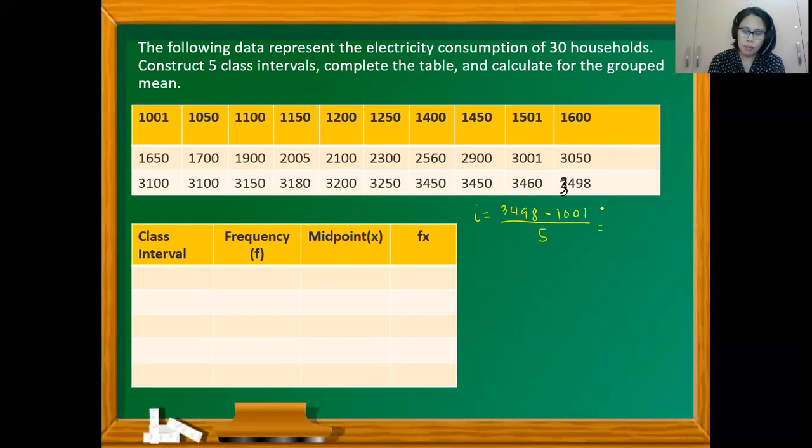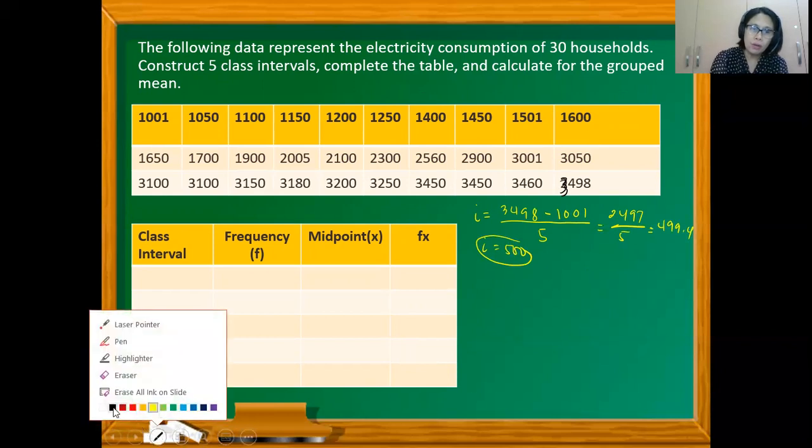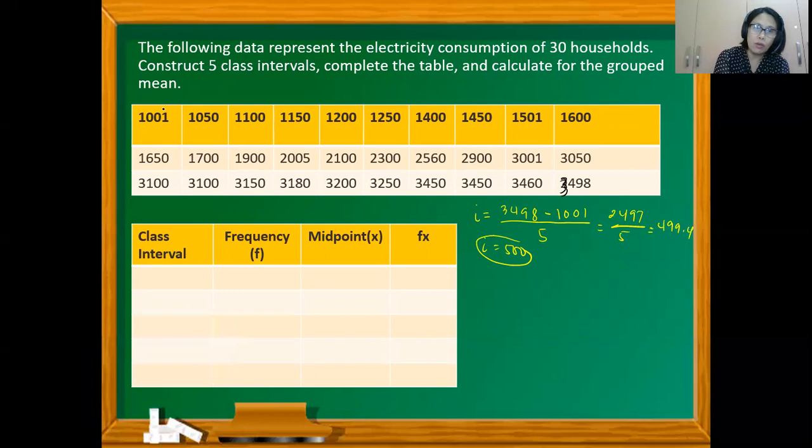And 3498 minus 1001 equals 2497 divided by 5 and round up the value. So this gives us 499.4. So meaning i is 500. So we will now construct the class interval, and the lowest is 1001.